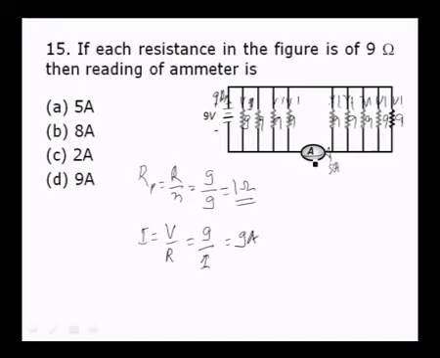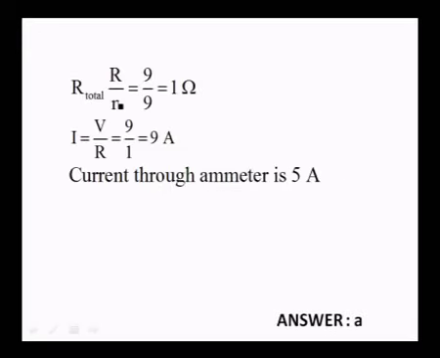Therefore, the correct option is: the reading of the ammeter is equal to 5 ampere. The correct option is A. So, this is the total resistance R by N, that is, total resistance is equal to 9 by 9, which is equal to 1 ohm. Current is equal to V by R, 9 by 1, that is equal to 9 ampere. Therefore, the current through the ammeter is equal to 5 ampere.